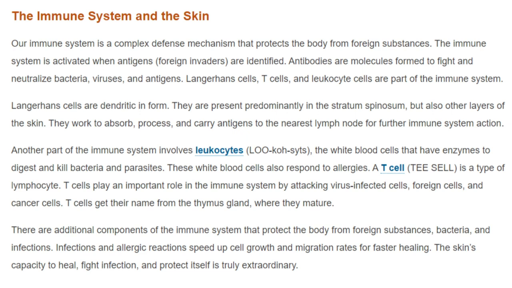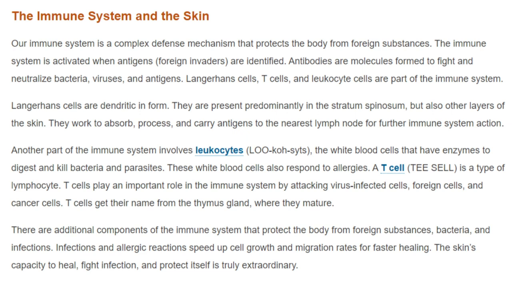Another part of the immune system involves leukocytes, the white blood cells that have enzymes to digest and kill bacteria and parasites. These white blood cells also respond to allergies. A T cell is a type of lymphocyte. T cells play an important role in the immune system by attacking virus-infected cells, foreign cells, and cancer cells. T cells get their name from the thymus gland, where they mature.